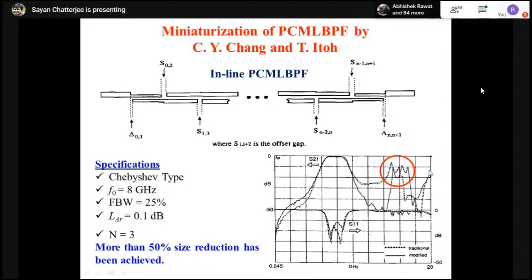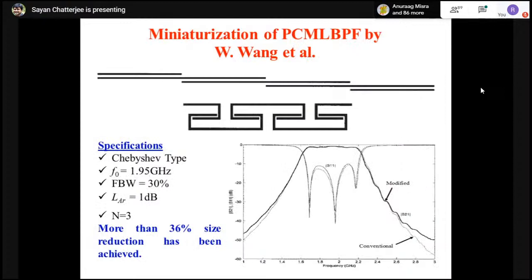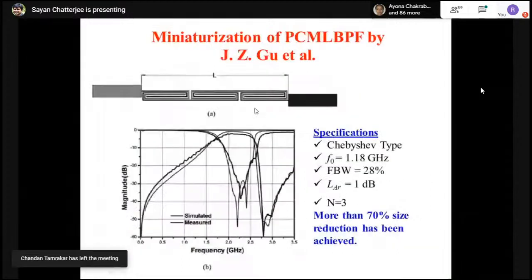Another kind of structure is where folding of each line is done using certain meandering options. So ultimately you have a reduction in the dimensions, but in the results of this paper, they don't address anything about the harmonics. So we don't know what will happen to the harmonics due to these modifications. This is another, which is basically the spiral. You can see this is one spiral, then that spiral is connected with another spiral, and that spiral is connected to the third one. See the effects.